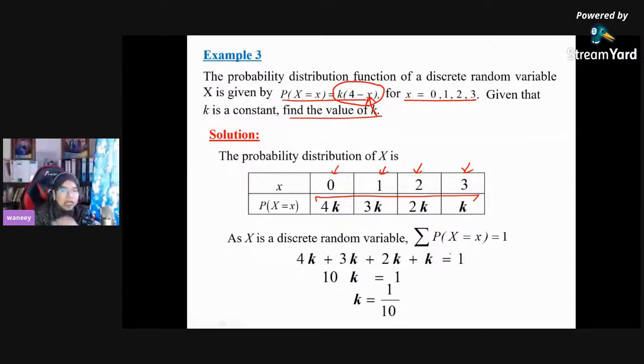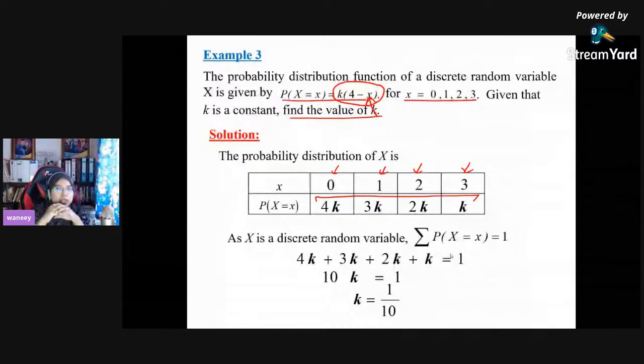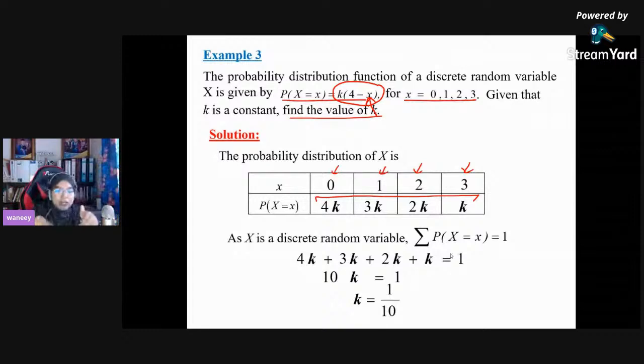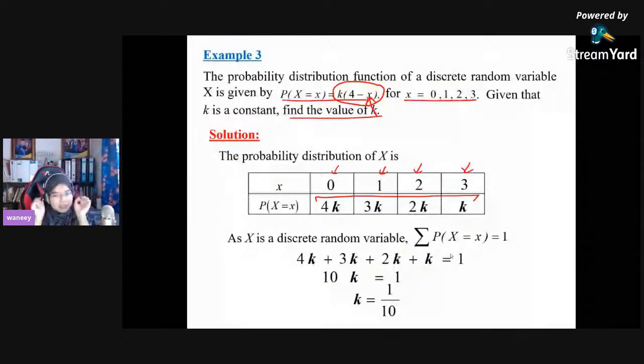So that is basically how we can find out some constant for the discrete random variable. So always make sure when we have a discrete random variable, it will be better if you draw your table first and see what you have, and then the probability: if you add all the probability, the summation of the probability altogether should be equal to 1. Okay, next.